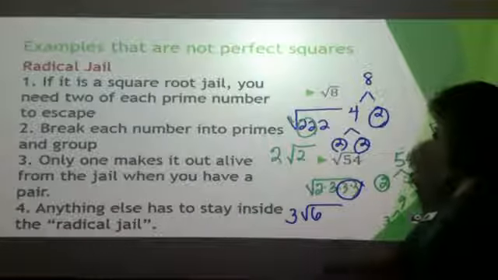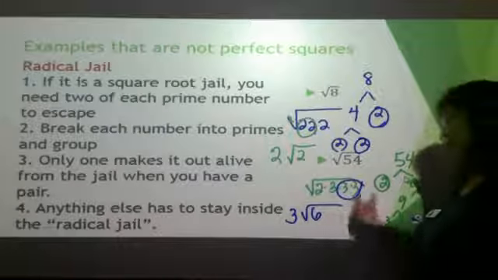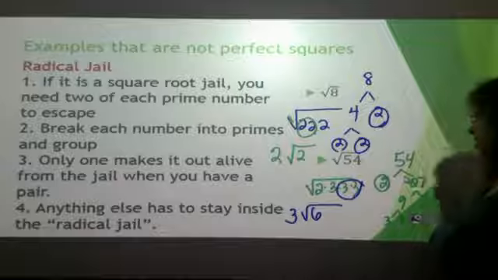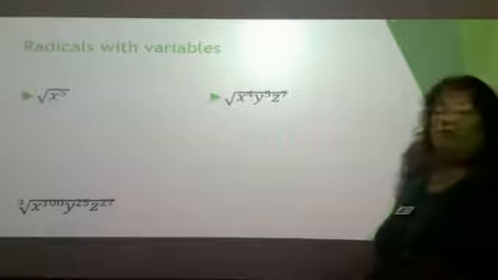So you break it out, find your pairs, bring out a representative from each pair to the front, and then multiply the others back together on the inside. And this will work whether you have letters or numbers.